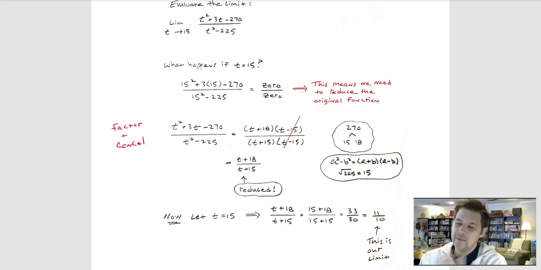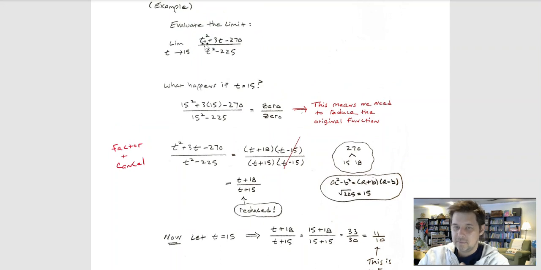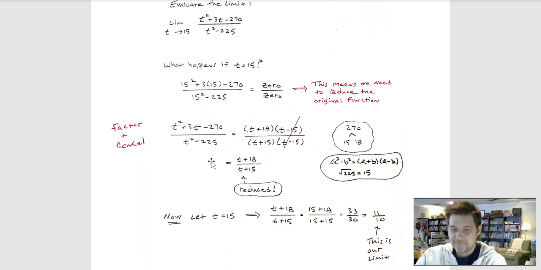We'd have to go into this knowing that this thing right here, t squared plus 3t minus 270, is the kind of thing that can be factored. And t squared minus 225 is also the kind of thing that can be factored. The way that I factored this, because different things are factored different ways, is I find two numbers that can simultaneously multiply to negative 270 but add to 3. That's the technique for factoring this sort of thing.